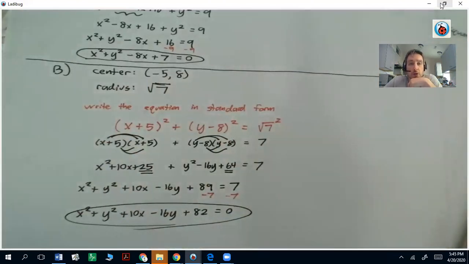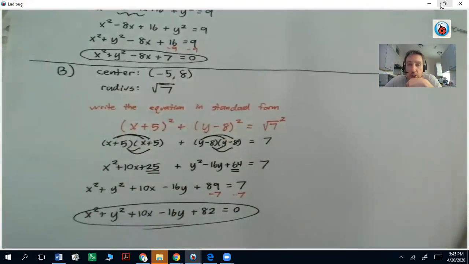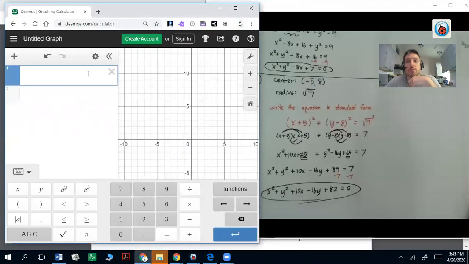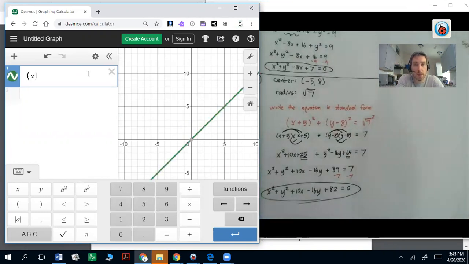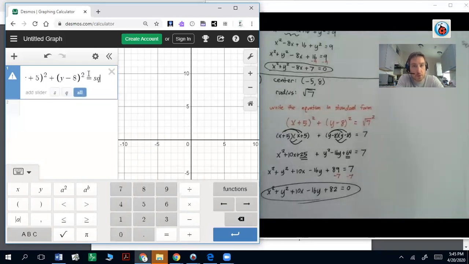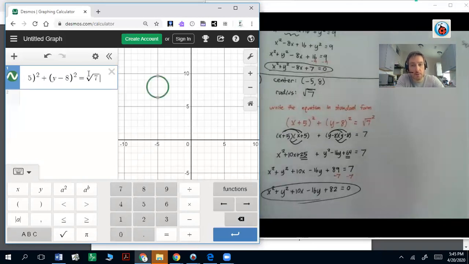So that is your equation of a circle in general form. And I'm going to check that last one. So let's go back to the original equation. (x + 5)² + (y − 8)² = the square root of 7 squared. You put 7, or you could do the square root of 7 and then square it if you want to show all the things.